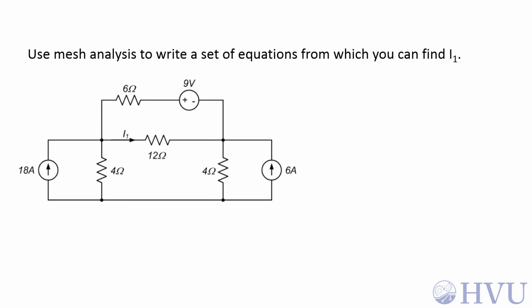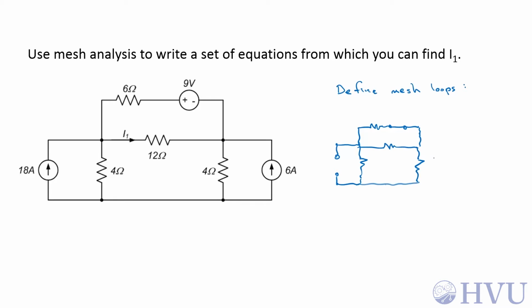Now we'll do the same example using mesh analysis. First, I need to define my mesh loops. At least initially, I'm going to do that by killing the sources and finding enclosed non-overlapping areas. So this current source becomes an open circuit. There's a resistor there. There's a resistor up here. The 9-volt voltage source becomes a short circuit.